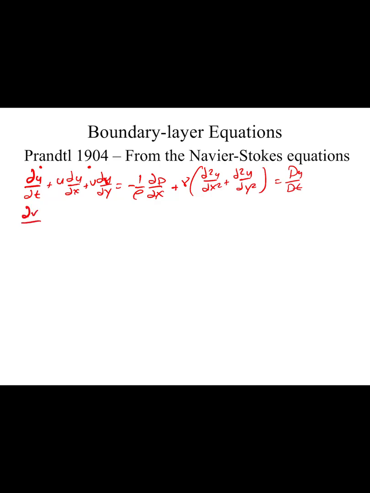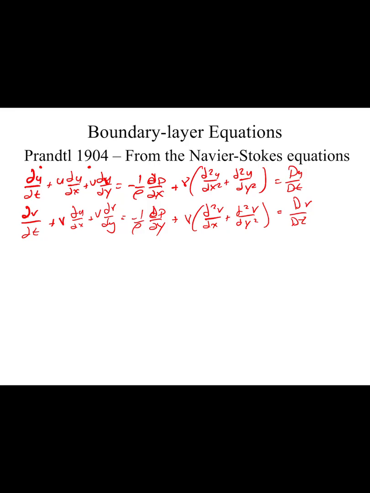And then we have Dv Dt, which is our y component of the momentum equation. So dv dt plus u dv dx plus v dv dy equals minus 1 over rho dp dy plus nu times d squared v dx squared plus d squared v dy squared. And that's going to be our big Dv Dt. So hopefully that makes sense.